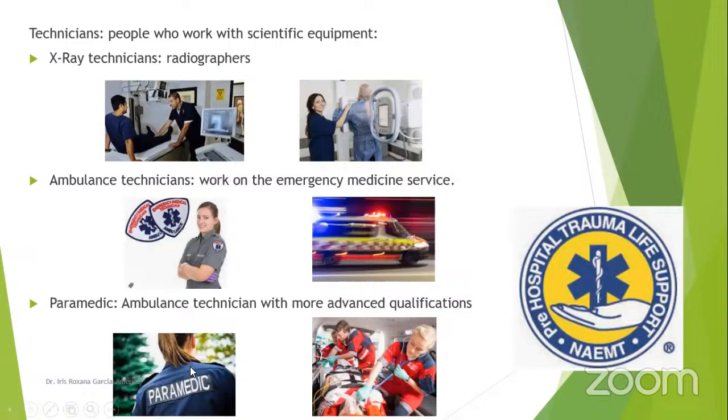Then we have the paramedic. The paramedic is the ambulance technician with more advanced qualifications. I mean, these ambulance technicians can keep on reading, studying, and become a paramedic. The paramedic is the one who goes to the place, evaluates the patient, controls the situation, and decides if the patient needs to go to the hospital or stay. If the patient really needs to use the ambulance, or maybe might send them in another kind of car, or I don't know. They are prepared on that. It's a full career, and we have lots of courses, international ones, that show us how to be prepared on the pre-hospital assistance.